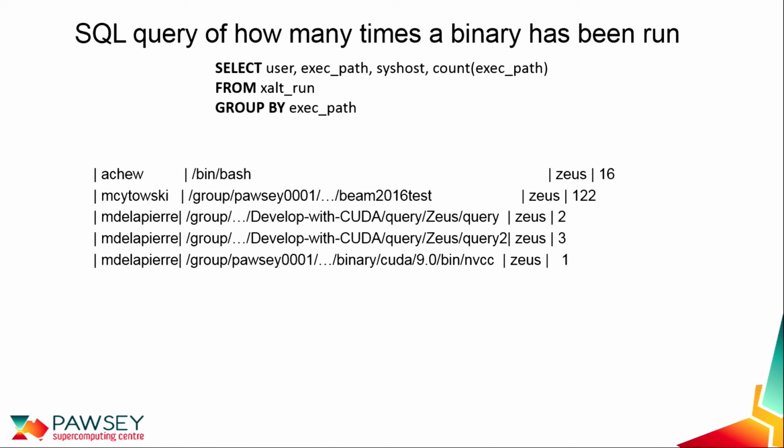And I think this is just showing you how many times a binary has been used on the system, and then you get a whole list with a count. You can see someone's been doing a lot of beam tests, someone's been doing query. That's basically the end of my talk because I think I'm coming past my time frame.